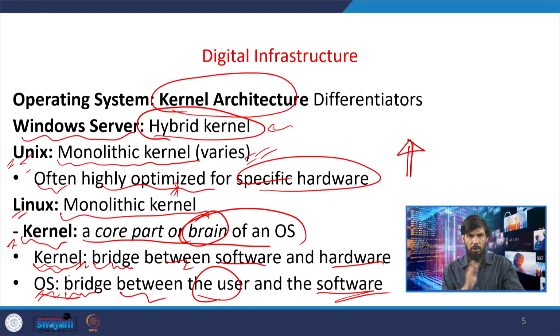And the OS focuses more on the user and the software part. So at the interaction level, we can say a two-layered approach can be seen. One, closer to the hardware, which is done by the kernel. Second, closer to the user, which is the focus of the OS, right. So moving on, the main difference: Windows Server has a hybrid kernel, Unix and Linux have the monolithic kernel, and Unix has a slightly higher level of optimization for the hardware, right.